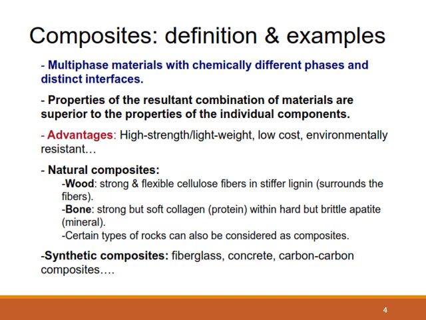Then for the synthetic composite, these are the ones that are synthesized, that are produced by man. Let me say it that way, I think it's easier. So typical examples are glass fiber. For instance, glass is a very brittle material. Once it drops on the ground, or there's an impact beyond what it can take, it will just shatter.